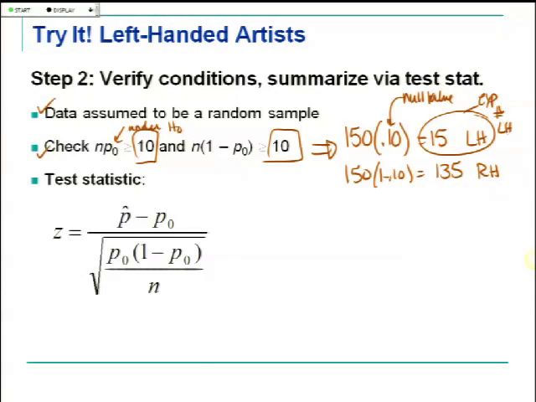I know I observed 18 in my sample that were left-handed, but that's not going to be enough. It has to be that under H naught, you would expect at least 10 of each type. 150 seems to be kind of large, but that 10% was a little small, but it still makes the cut here. So we can do our test. So what are we going to do? We're going to take our sample proportion, which was 18 out of 150, 12%, and I want to see how far away it really is from 10%.